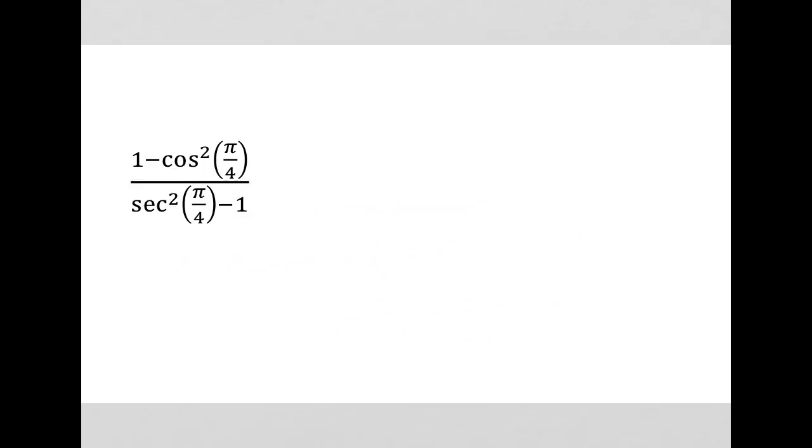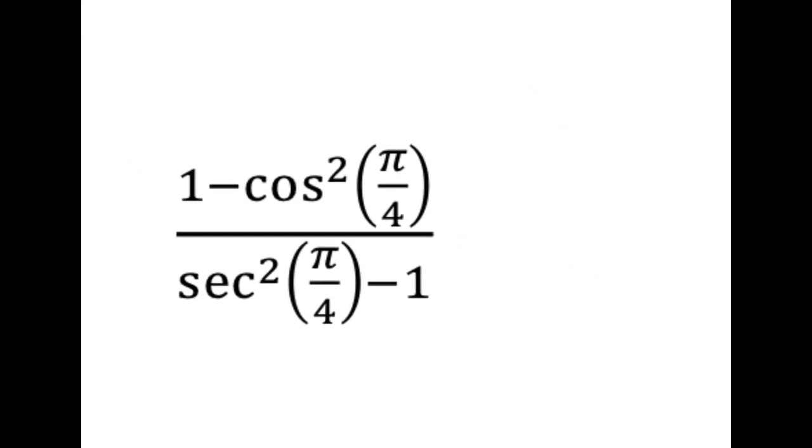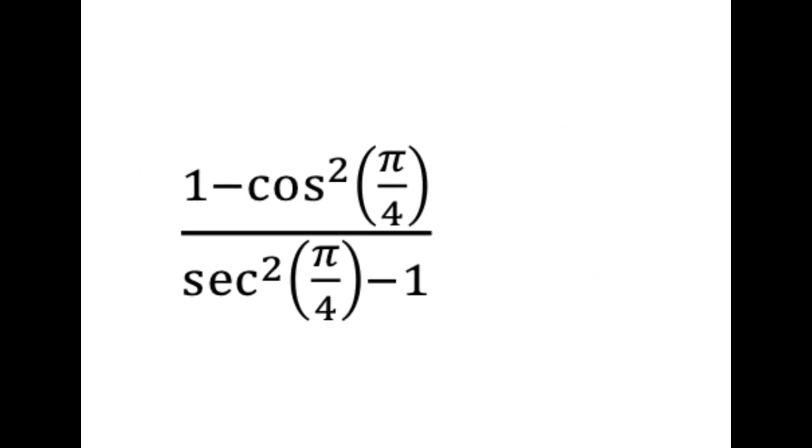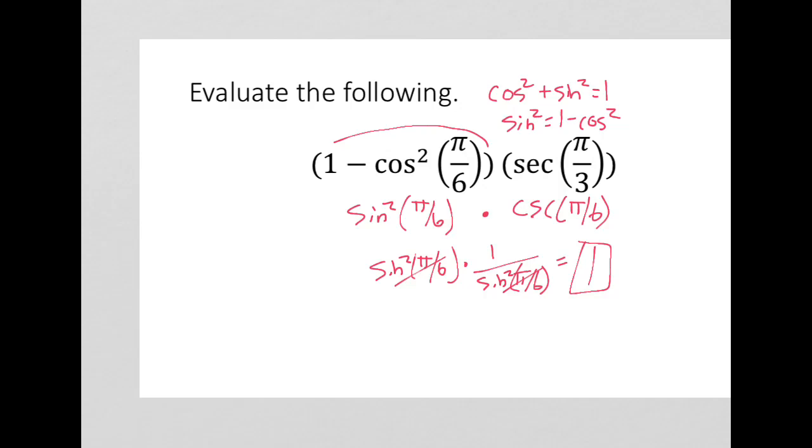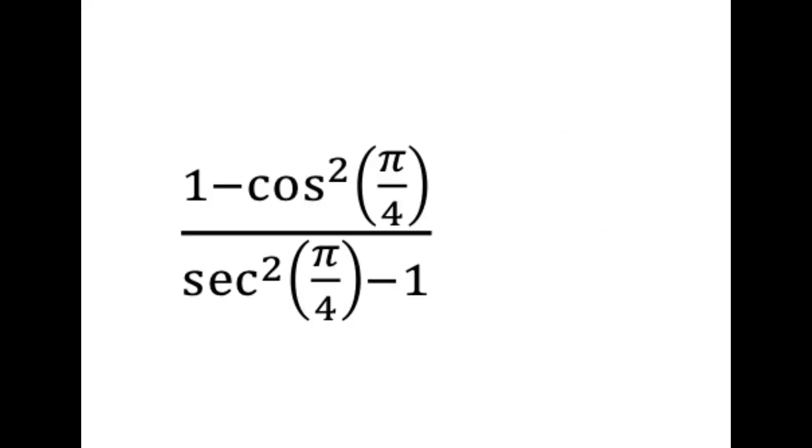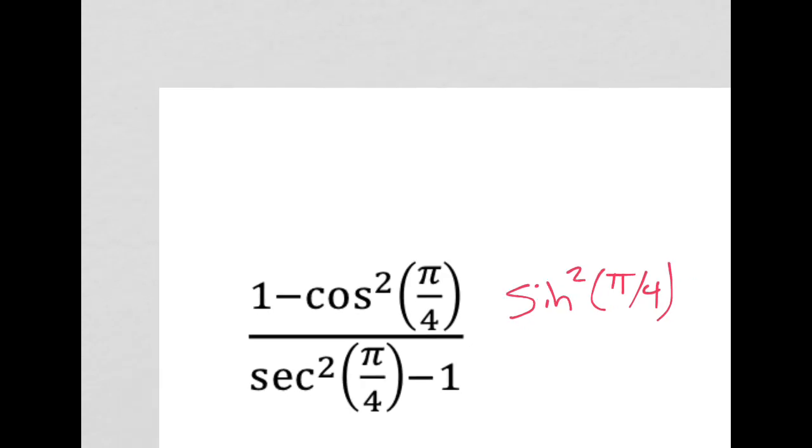That's kind of cool. Let's look at this next one real quick. Similar idea here, going to use some identities. We just saw here that 1 minus cosine squared is the same as sine squared. So that numerator I'm going to replace with sine squared of pi over 4. And what is secant squared minus 1? Well, let's just come up with it real quick.